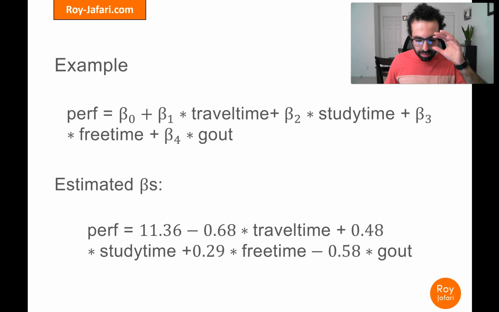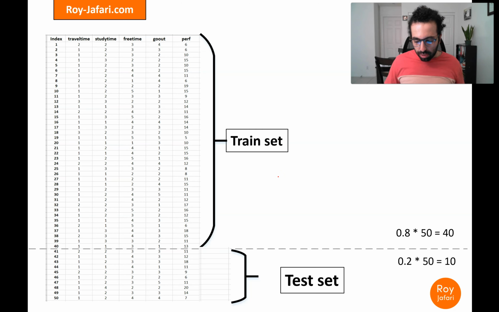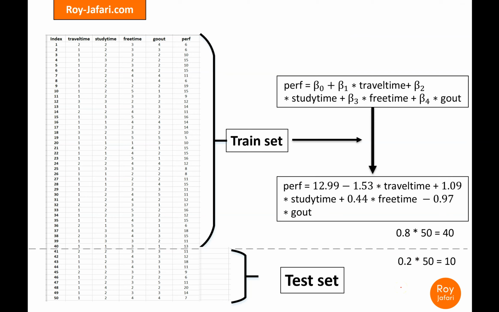So let's take an example. In this example, we have used linear regression to calculate the performance of students. So it's student performance based on four independent attributes: the travel time, study time, free time, and go out time of the students. If we apply the whole data, this is what we get. These are the estimated betas. But instead of doing that, we separate the data into two parts, the train set and the test set. We use 20% of the data for the test set, so we only use the train set to come up with these estimations.